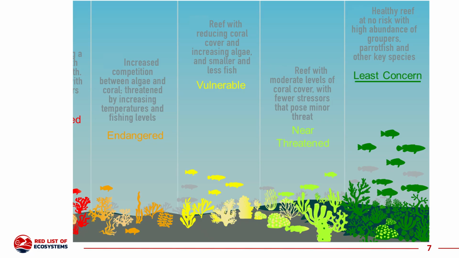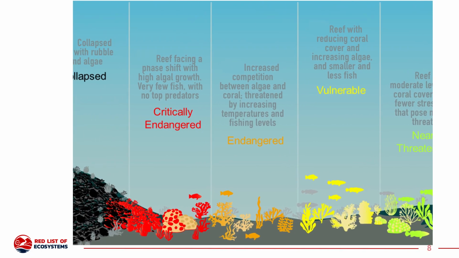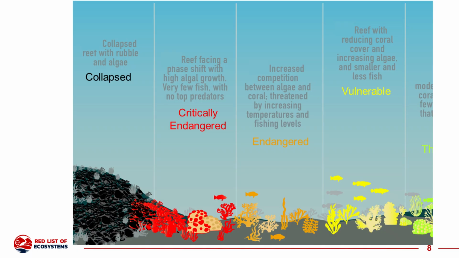As we move from right to left across the image, the reef's condition deteriorates and its risk of collapse increases. We see declining coral cover, increasing algal dominance, and a noticeable reduction in fish populations, particularly those species critical for maintaining reef health and structure.